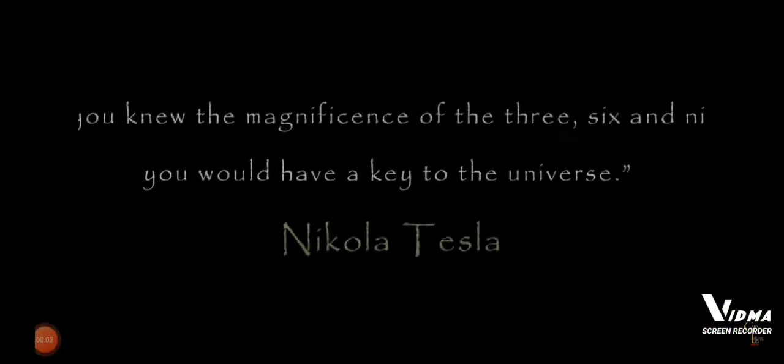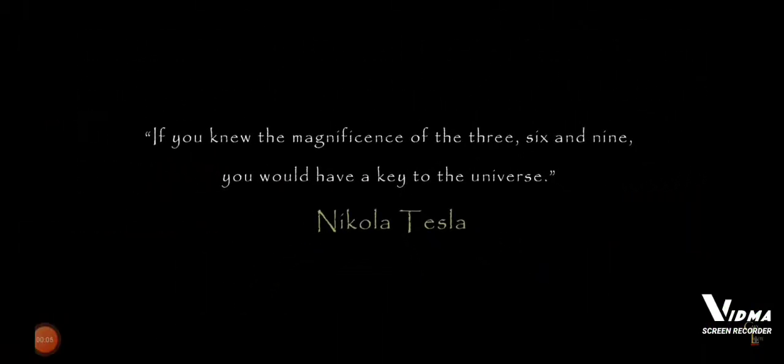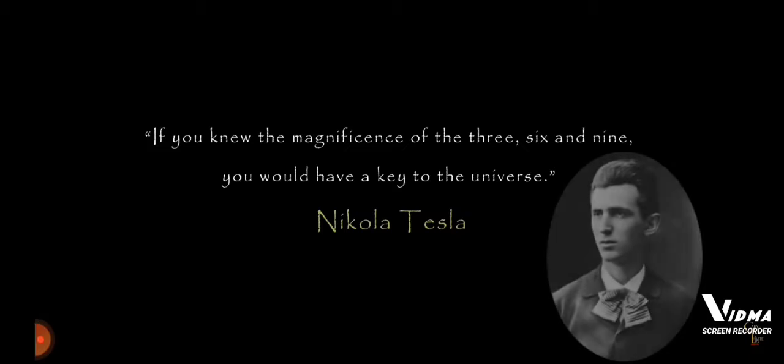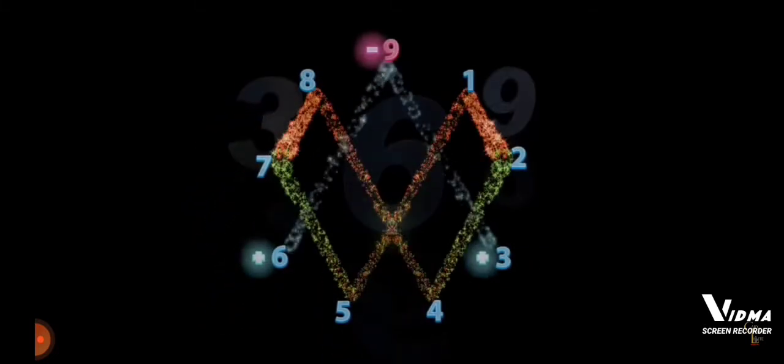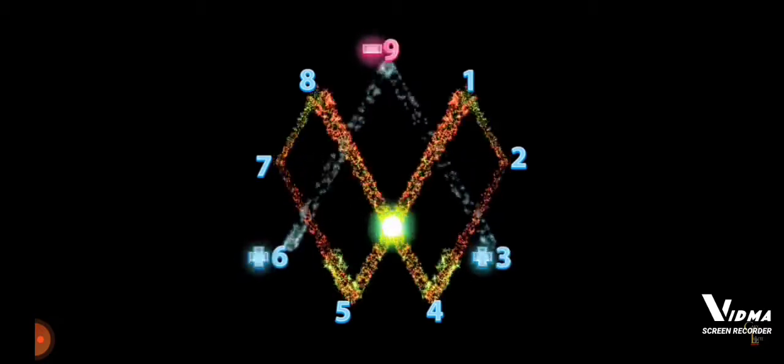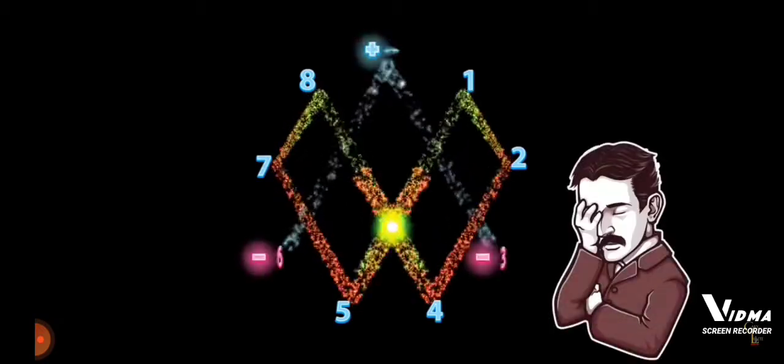If you knew the magnificence of 3, 6, and 9, you would have the keys to the universe. Nikola Tesla. His obsession was not simply with numbers, but especially these numbers, 3, 6, and 9. Tesla claimed that these numbers were extremely important, and nobody listened. But why these numbers? What did Nikola Tesla try to make the world understand?